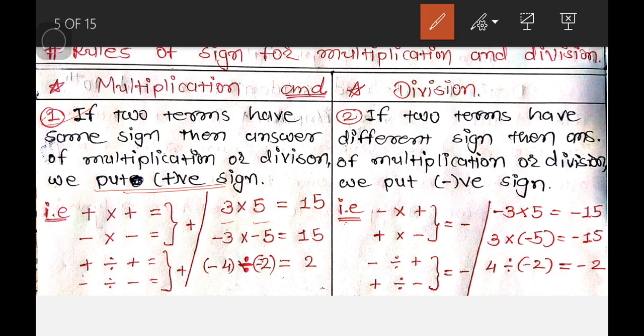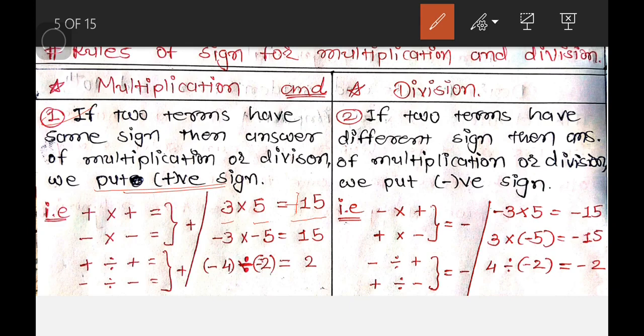Here you can see that 3 and 5 have the same sign, plus. So first we multiply 5 by 3, then we get 15. And here you can see that 5 and 3 have a positive sign, so we also put a positive 15.